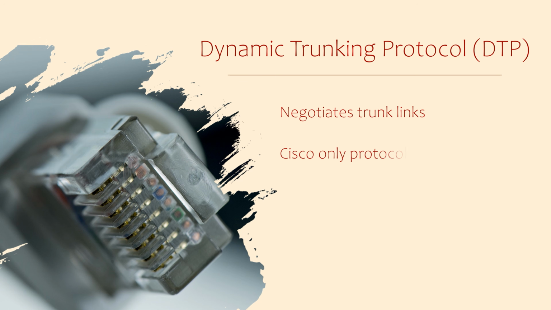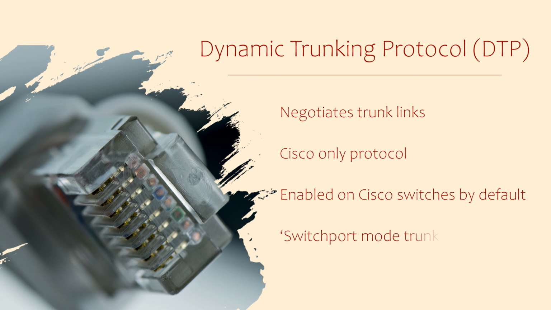Cisco provides an automatic option for configuring trunk links called Dynamic Trunking Protocol, or DTP. This is a Cisco-only option which is turned on by default. Earlier we used the command switchport mode trunk. This manually configures a trunk link. As long as this is configured on both ends, the link will be a trunk.